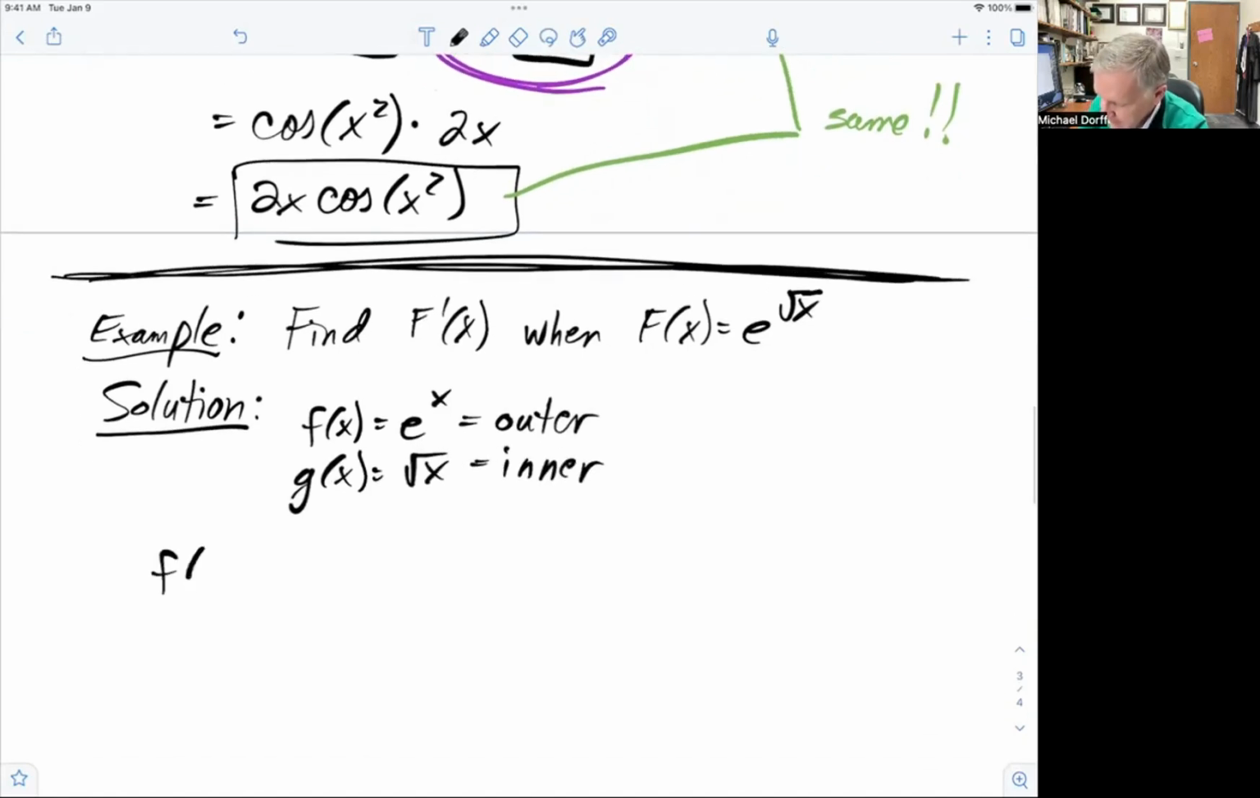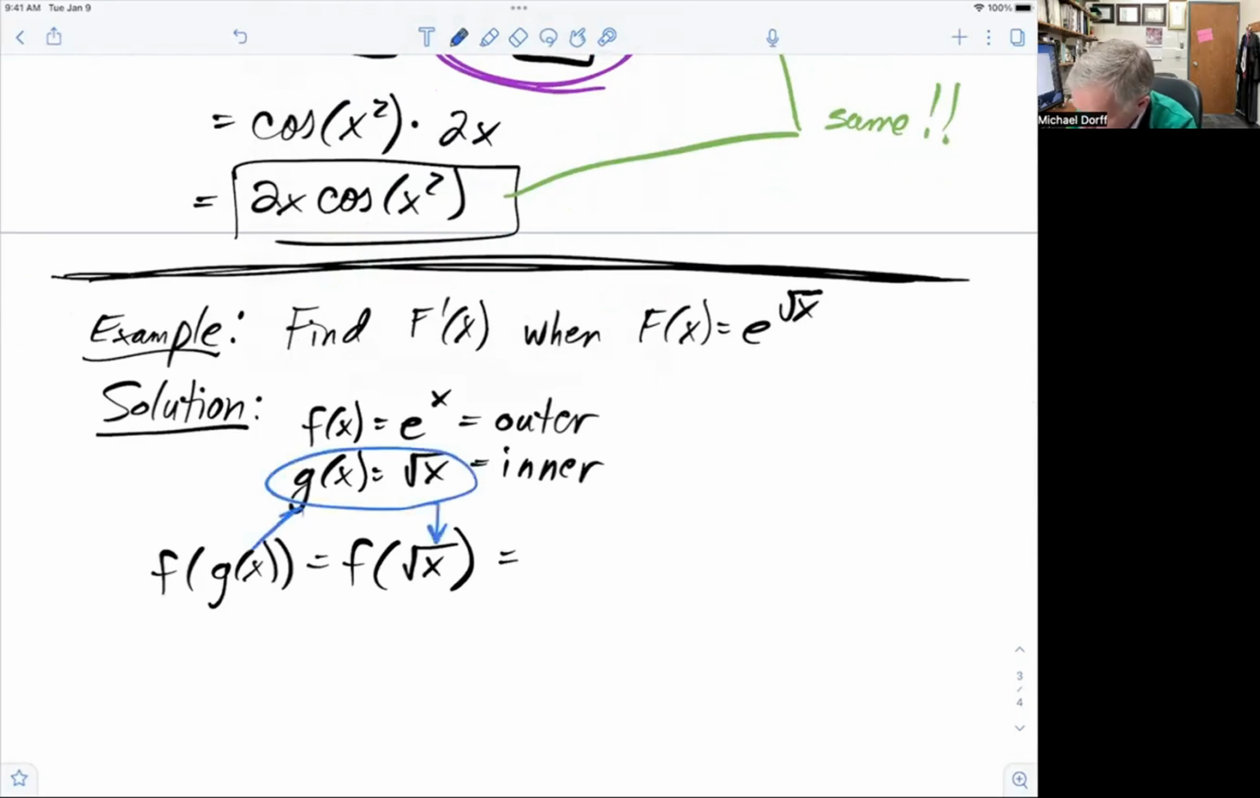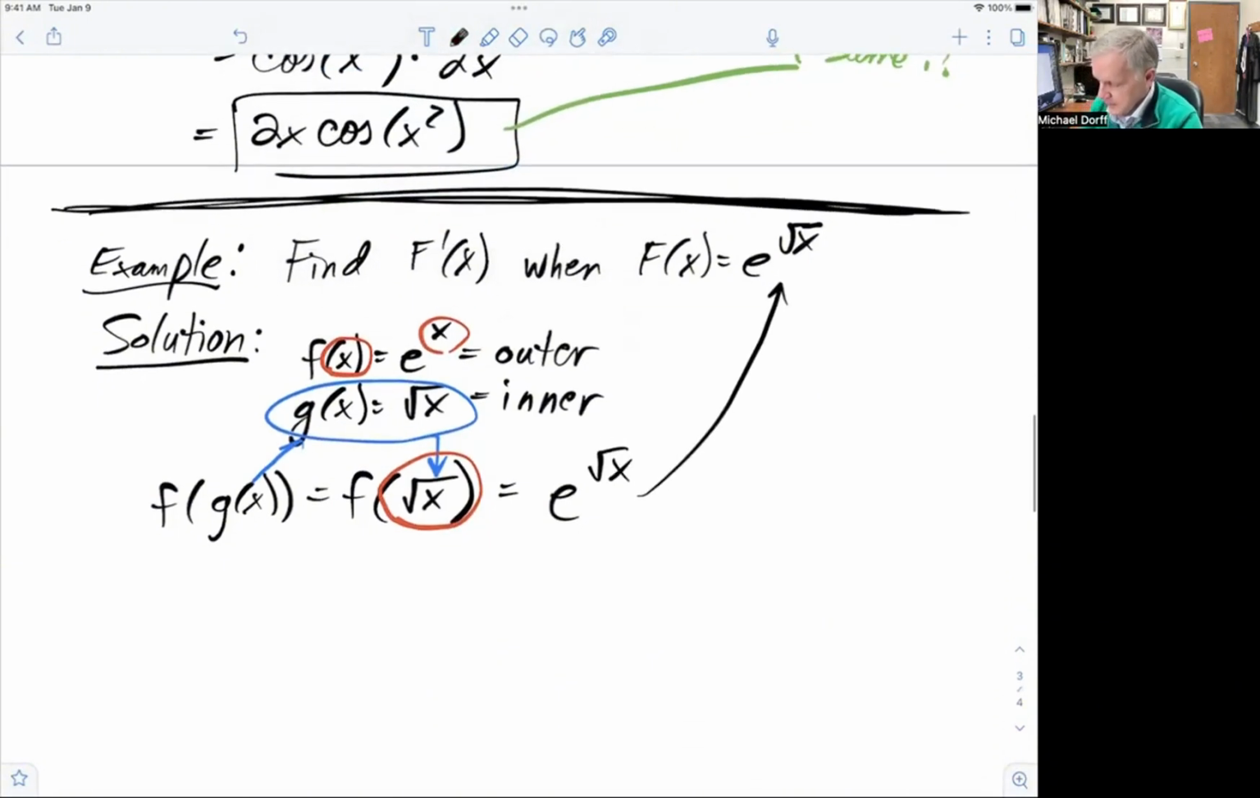When I compose little f with g, that means I'm going to have little f, and I'm going to put in square root of x for wherever I have x in f. Here, let me do a different color. Because of this, that's why I'm going to get this. And then here, what is f? I've got this x here, so I'm going to put this in for x. And so in my f function, I'm going to have e to the square root of x. All right, and these two match.